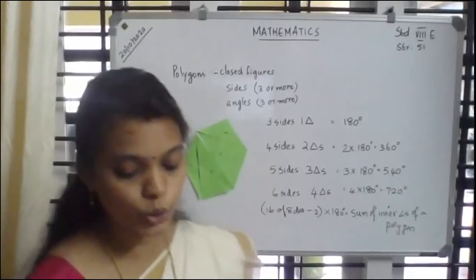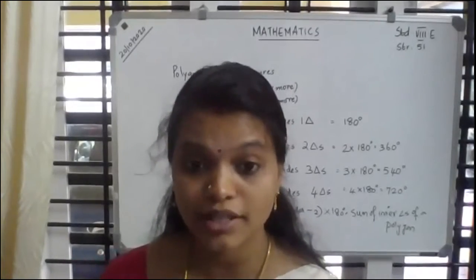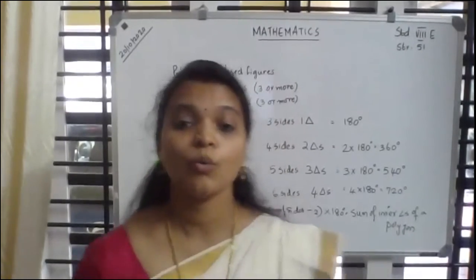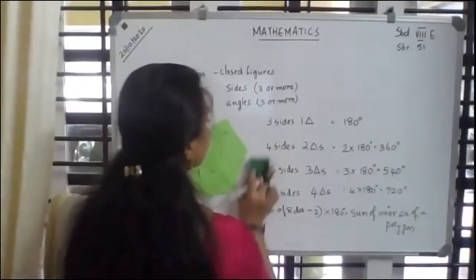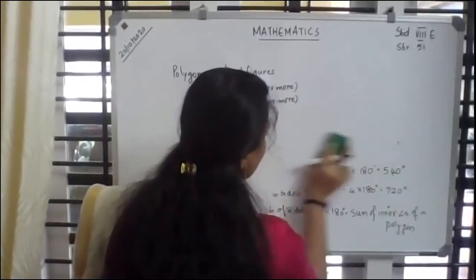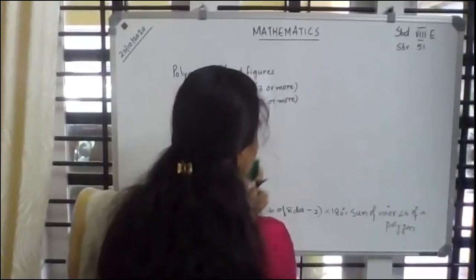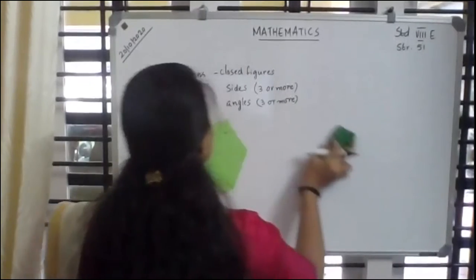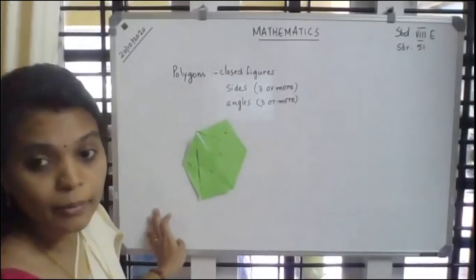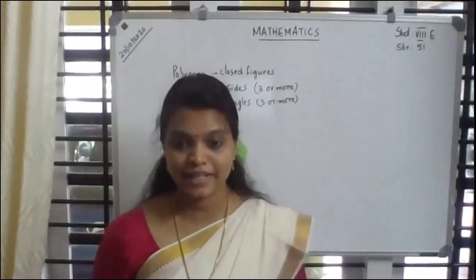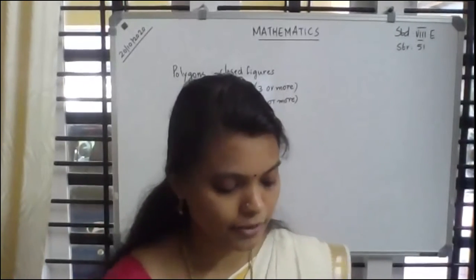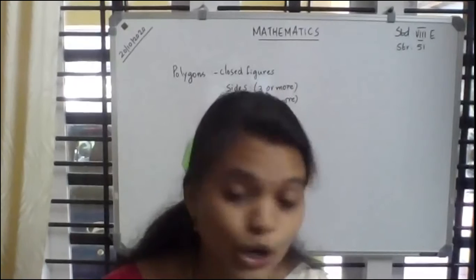Understood? So, now you are familiar with what polygons are, and the peculiarities of different types of polygons. What are the examples of the polygons? There are triangle, quadrilateral, pentagon and hexagon. Now, go to a mirror.